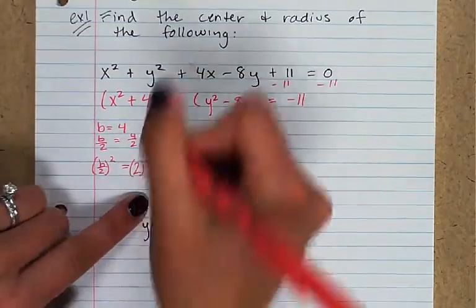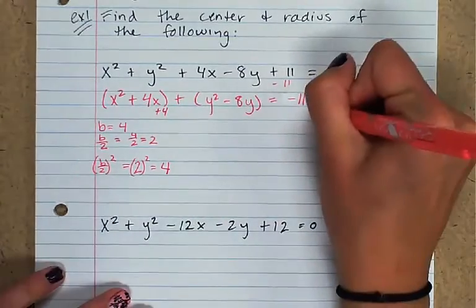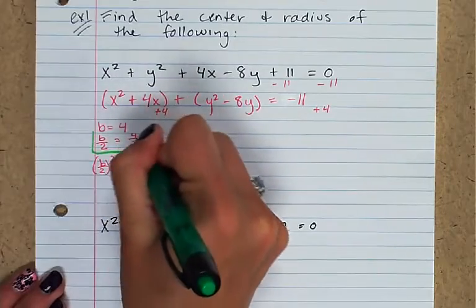Okay, so for this to be a perfect square, I'm going to have to add 4 onto it. Whatever I do on the left, I have to do on the right. So I'm going to have to add on a 4. Okay, so now what I'm going to do is highlight this middle step because it's going to help us in a minute.